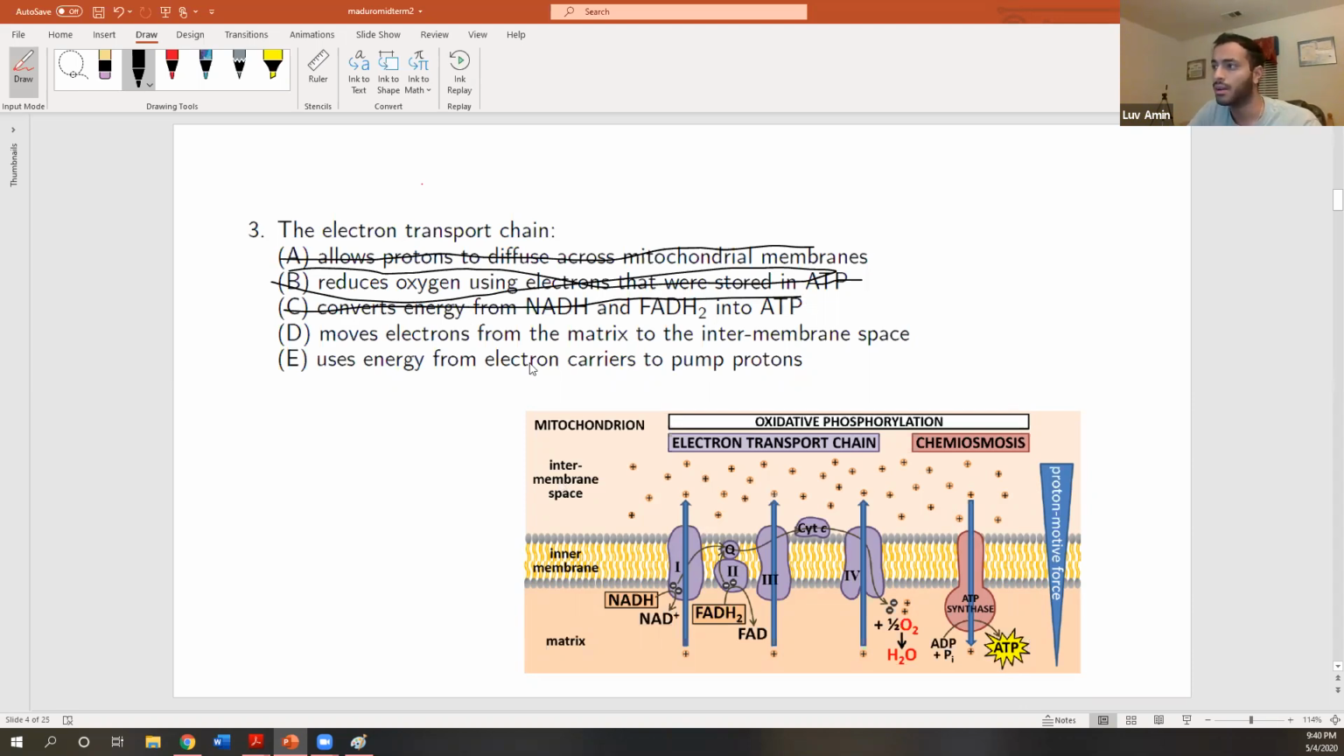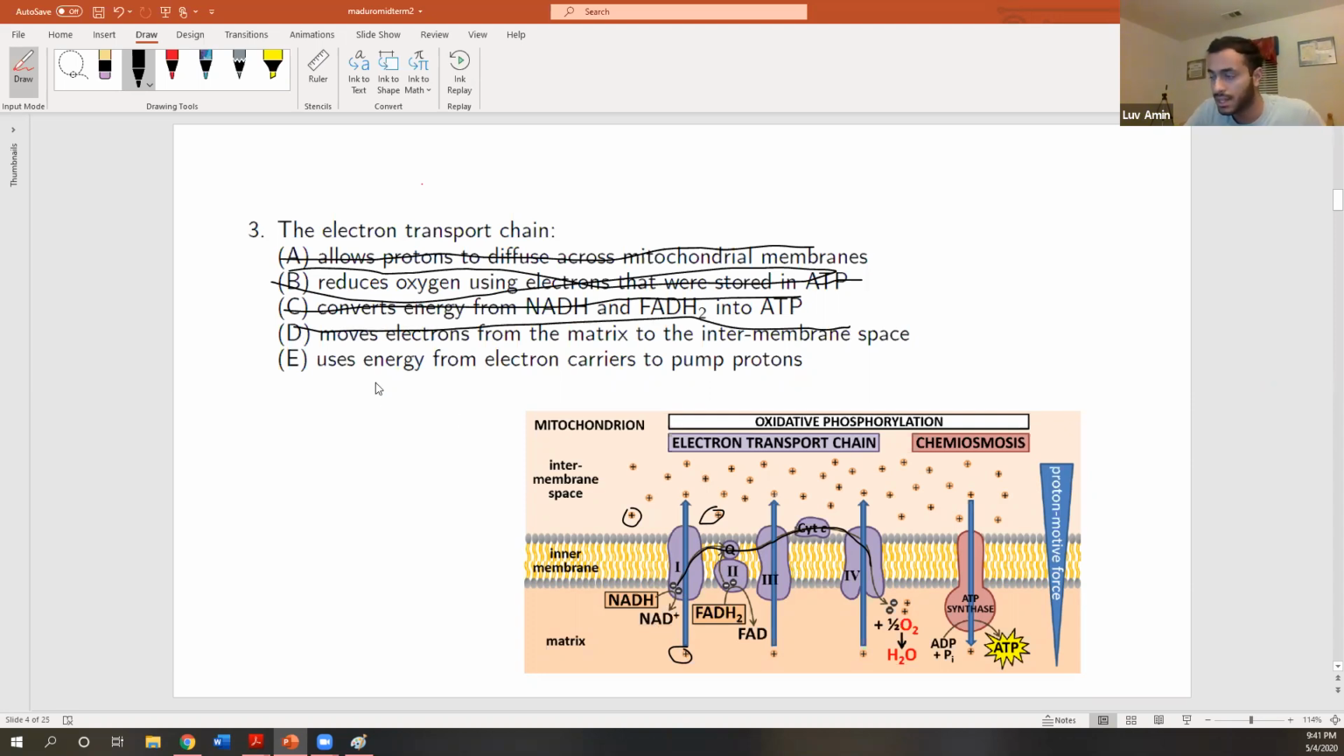And D, we move electrons from the matrix to the intermembrane space. So this is a big confusion that a lot of people have. We're not moving electrons, we're moving protons, right? These plus charges are the hydrogen, so they're protons. We're moving the electron through a series of complexes in the inner membrane, all right? That gives us energy to pump out these protons to the intermembrane space, all right? So D is technically not right.